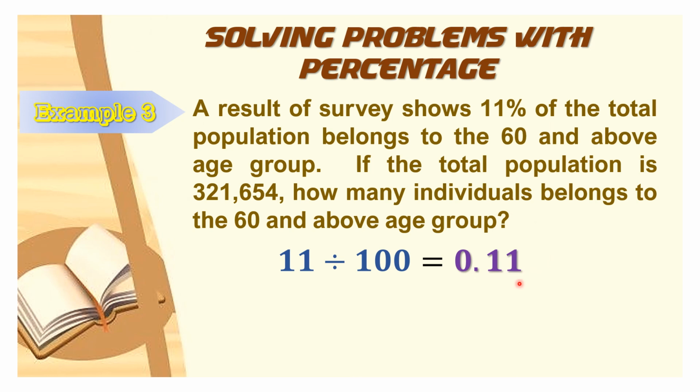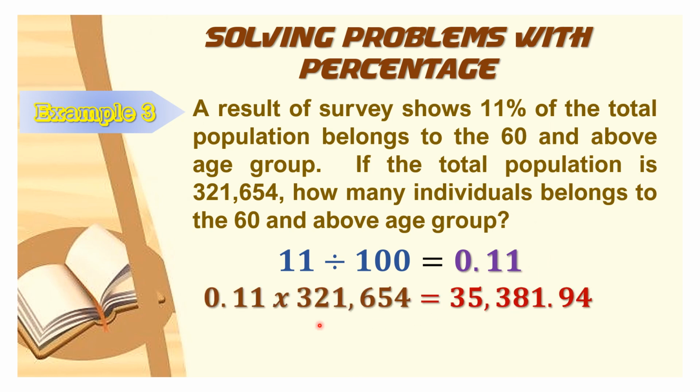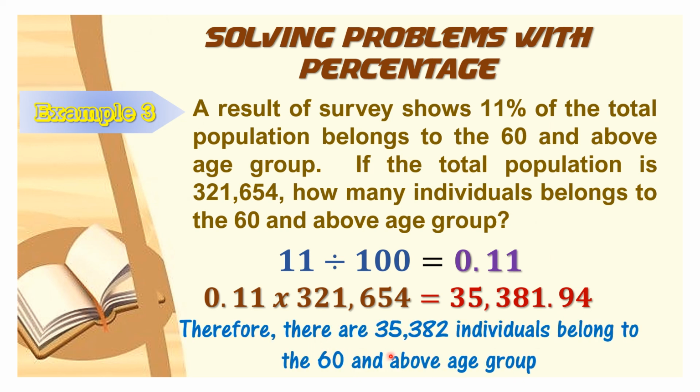And this decimal value must be multiplied to the total number of population, which is 321,654. Then we multiply both numbers. Then the product is equal to 35,381.94. And our conclusion would be, therefore, there are 35,382 individuals belonging to the 60 and above age group.